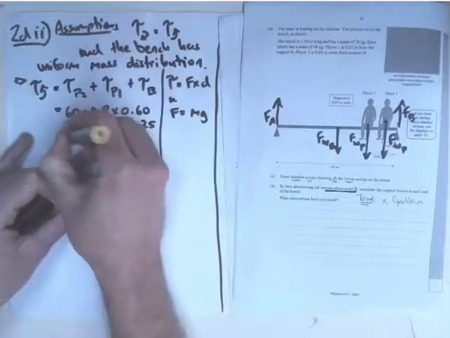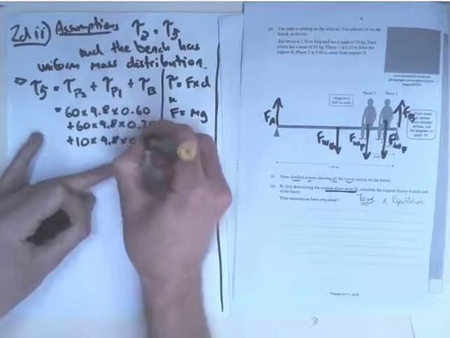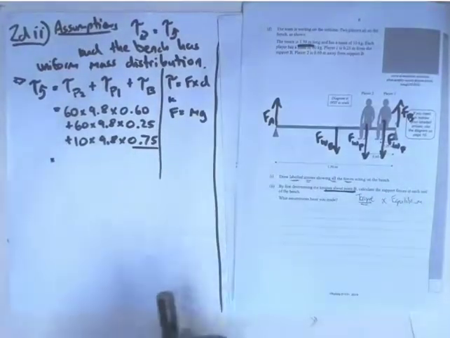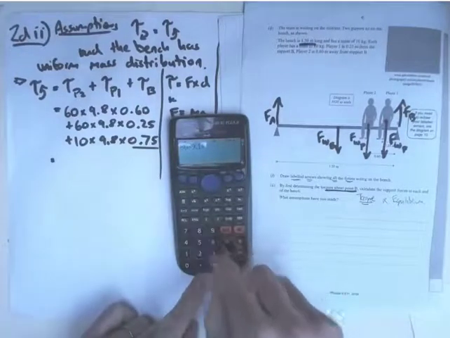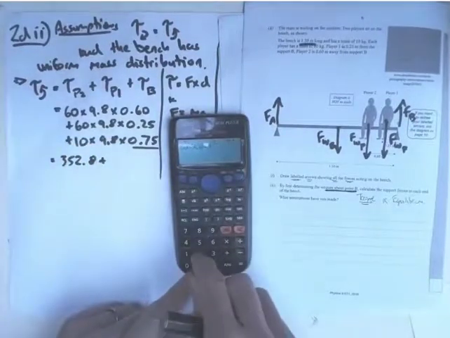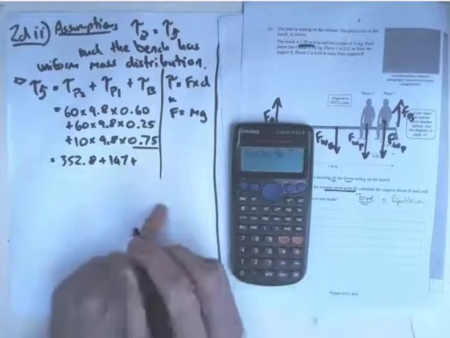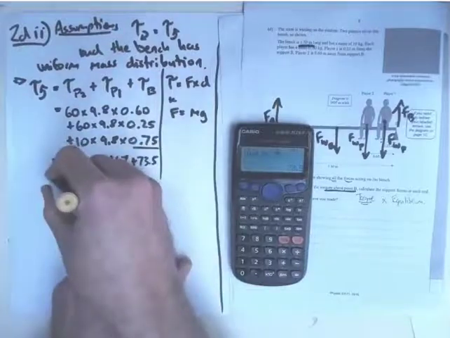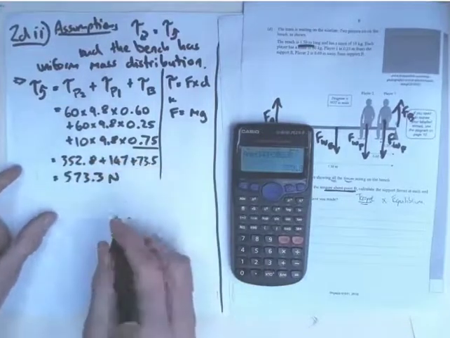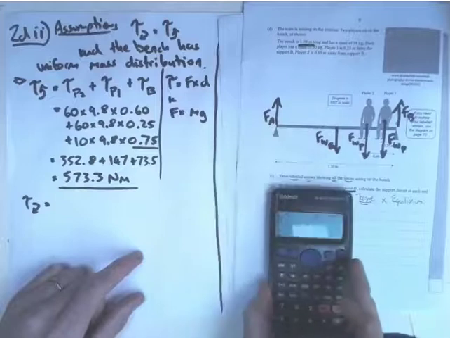When you go to work something like this out, you're looking at two equations for each of these torques. The first equation is obviously torque equals force times distance, but to get the force you need to use mass times gravity. Then we substitute these numbers into our equation, so we get the three torques: 60 times 9.8 times 0.60, 60 times 9.8 times 0.25, and 10 times 9.8 times 0.75. We work each of those out, add them together, and get 573.3 newton meters. Now, I'm not going to round that at this point, even though some of these things might only be to two significant figures.